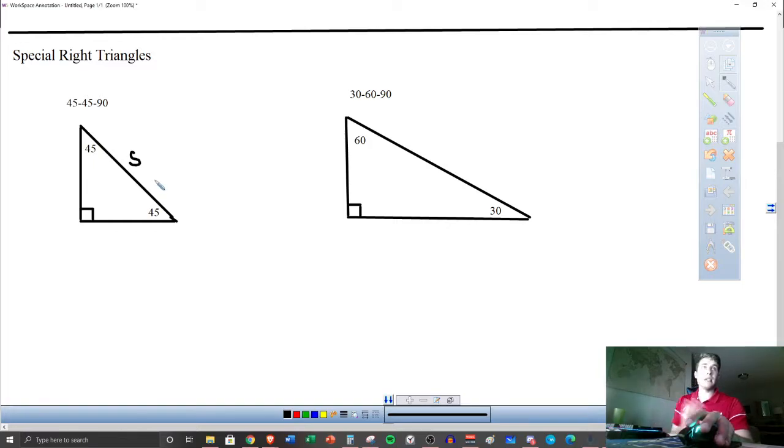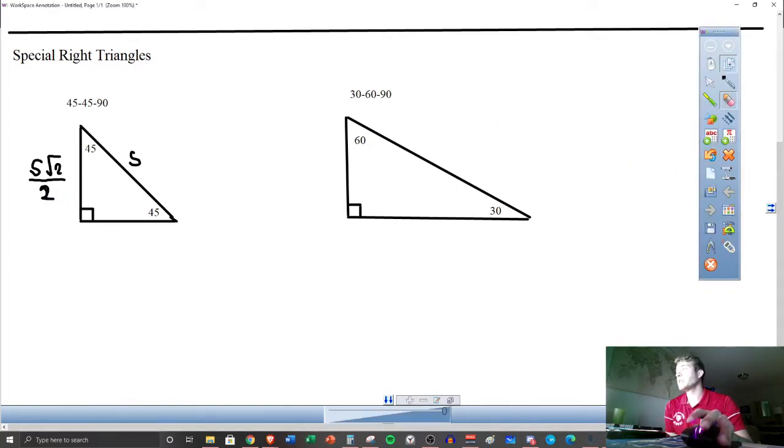Now they've noticed a relationship that this leg over here is going to be S, the hypotenuse, times square root 2 over 2. S times square root 2 over 2. That's what they figured out, that relationship. That's going to help us solve a lot of questions. I'm trying to draw an S. I can't do it. Whatever.